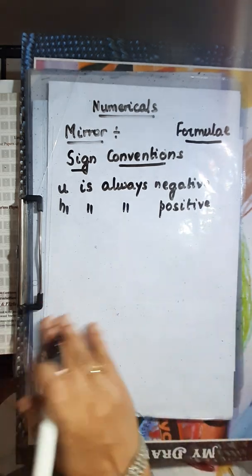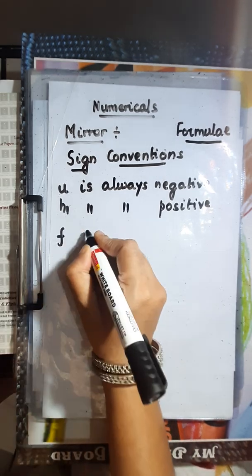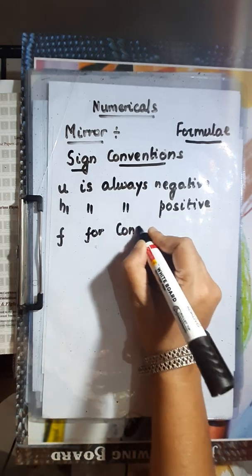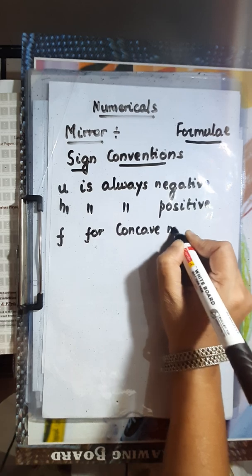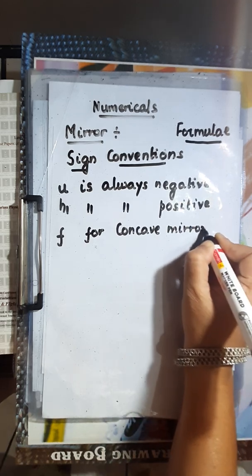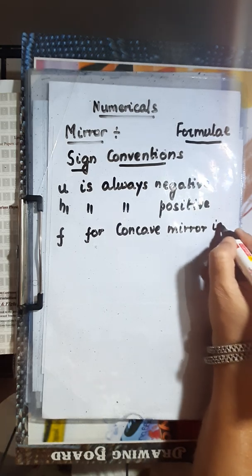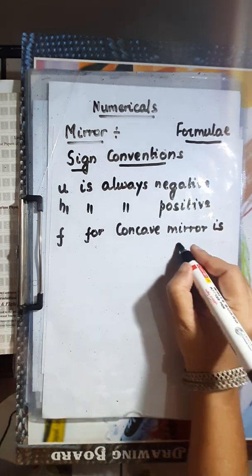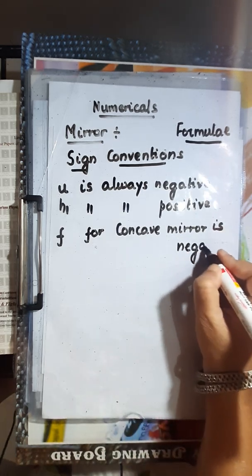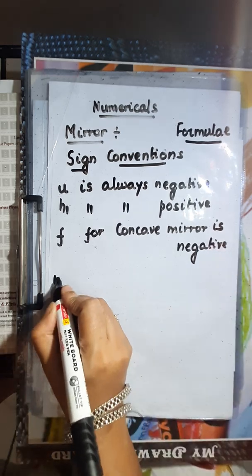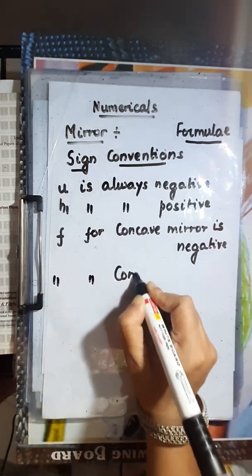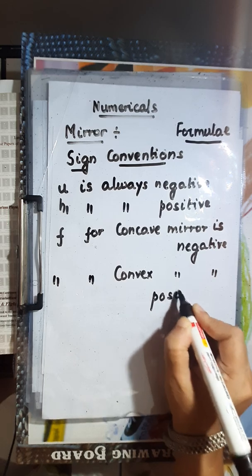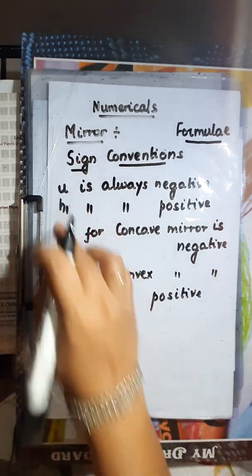Now remember, focal length for concave mirror is negative, and focal length for convex mirror is positive. Okay, I talked about u, I talked about h1.